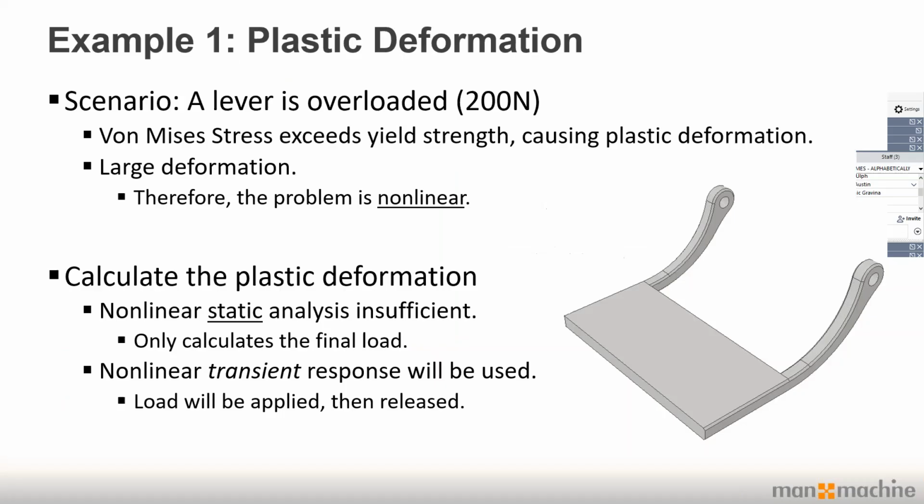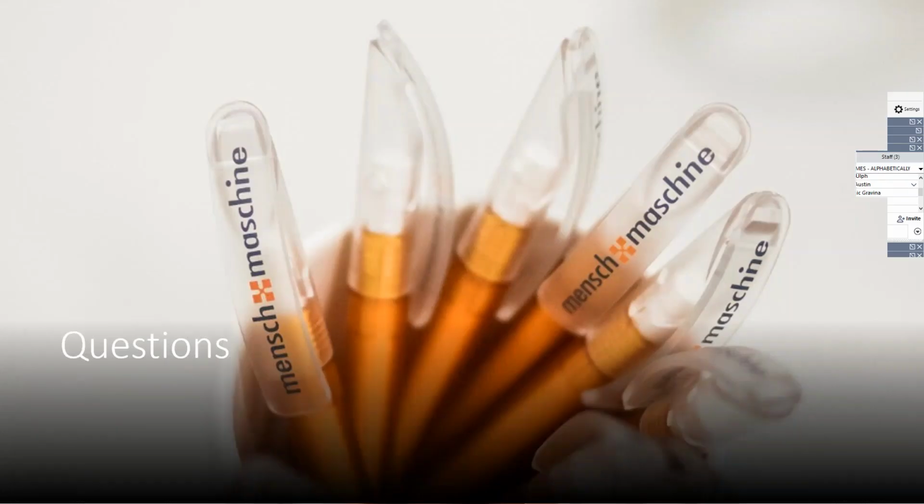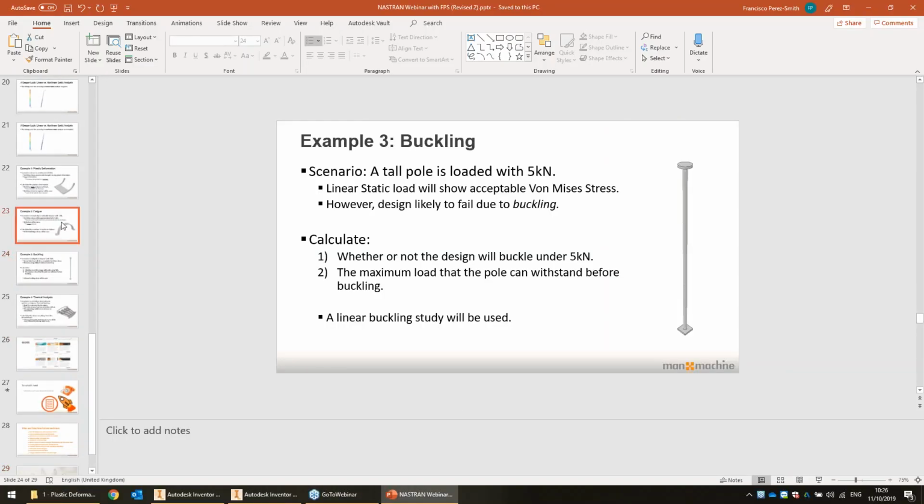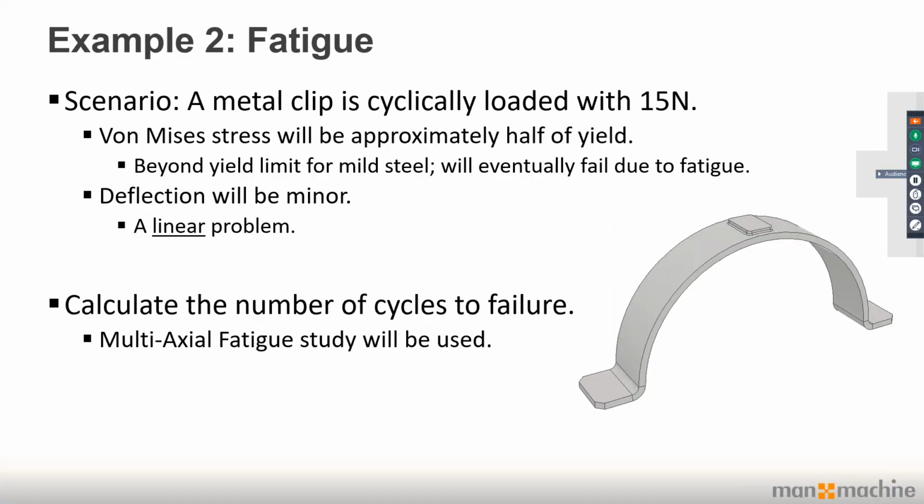Wonderful. So excellent. So next we'll have a look at an example of fatigue. So what we're going to have is a very simple metal clip, and it's going to be cyclically loaded with 15 newtons. Now, the 15 newtons is going to induce not that much stress. It's going to be about 50% of the yield strength of mild steel. While it's not going to cause plastic deformation, and while it will be a linear problem, it will eventually fail due to fatigue. So what we want to do is calculate the number of cycles to failure.